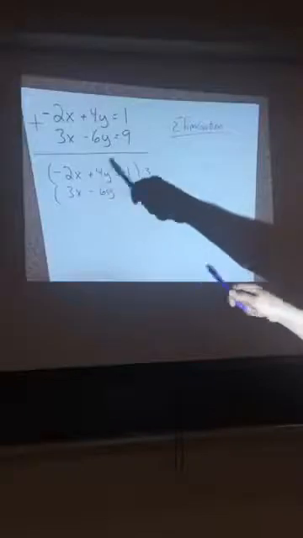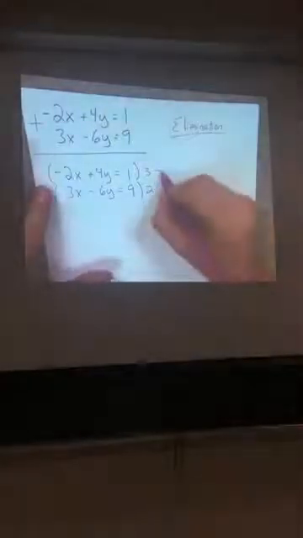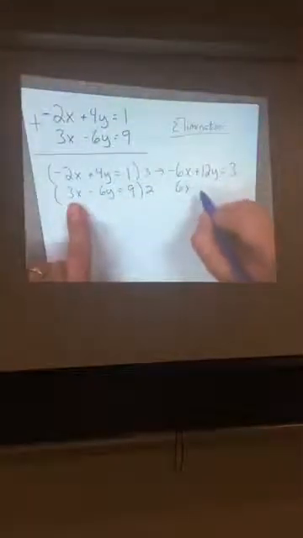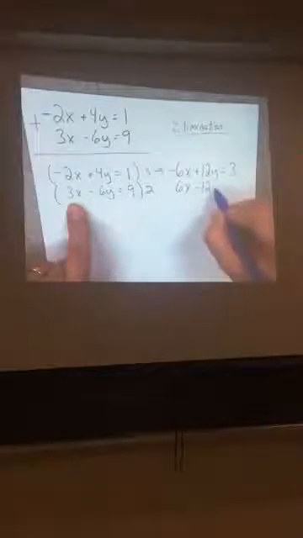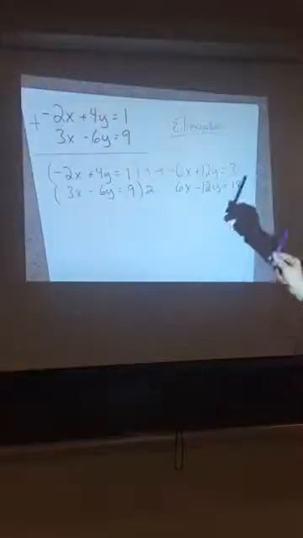Then, we're going to multiply this whole entire row by 2. The reason I'm doing that is if I take this whole row by 2, this is going to become a negative 12. Remember, our goal is to make something cancel out. We don't really care what happens to the x's and the numbers. We'll take care of those later. So, I'm going to rewrite it. I'm going to take this entire row here and multiply by 3. So, I get negative 6x, 12y equals 3. Down here, I'm going to take this whole row and multiply by 2. 6x minus 12y equals 18.